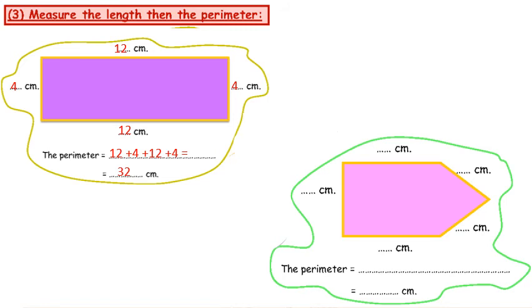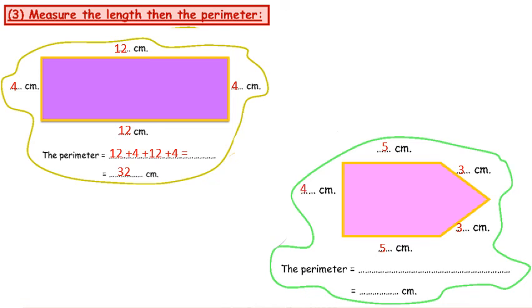Okay, to know the perimeter of this shape, I will measure all the sides of this shape. The first side is 5 centimeters. Same way with my ruler. The second side, 3 centimeters, 5 centimeters, and the last one, 4.